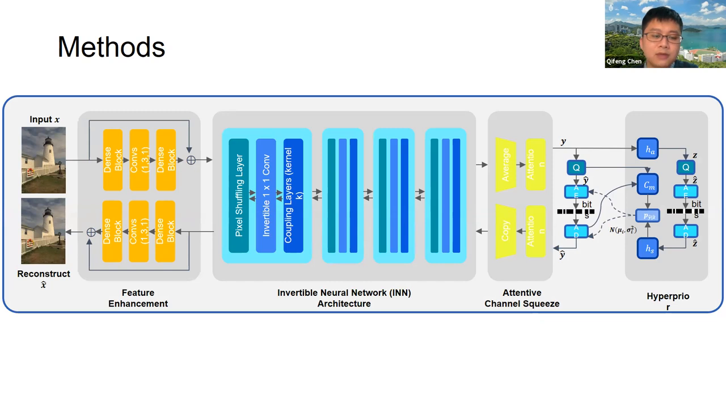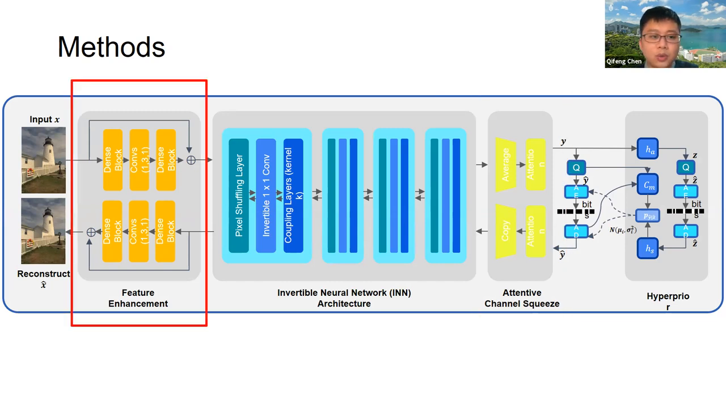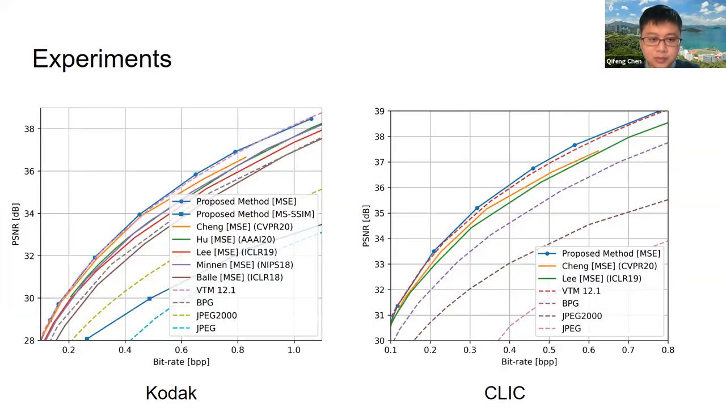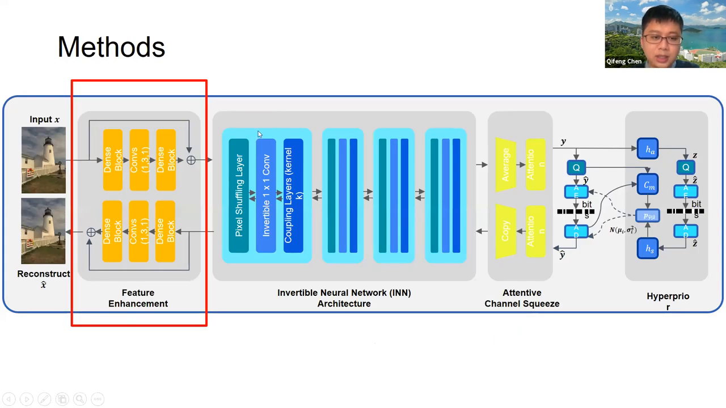It composes the following parts. So let's see them one by one from the beginning. First of all, we will have a feature enhancement network where we use a convolutional neural network to transform an image to some features. And then this enhanced feature will be put into this invertible neural network. The invertible neural network contains pixel shuffling layers, invertible one by one convolutional layers, and affine coupling layers. All of these layers are invertible.